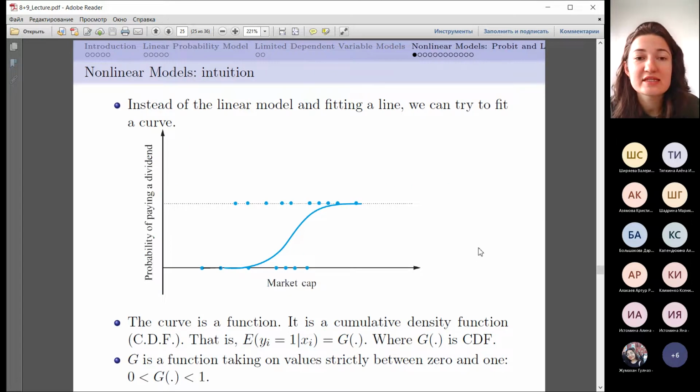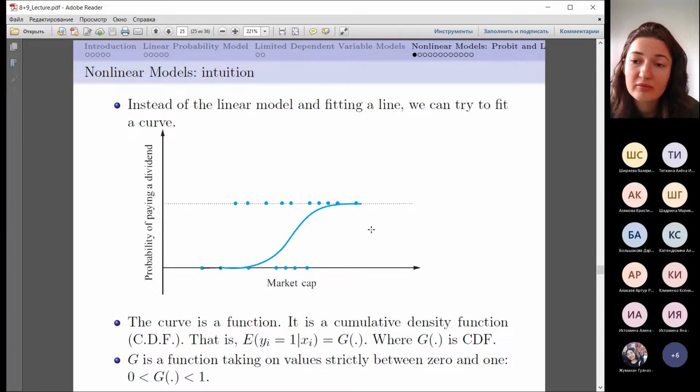So let's try to visualize this model. How should it look? You can see again some observed values. Let's say that this is market cap, and the dependent variable is the probability of paying a dividend. And we have 2 clusters of observations. The first one means 1, that the dividend will be paid, and 0 otherwise. So the elegant solution in this case is that instead of a line, we draw some curve. And if you take a look at this curve, you can notice that this is a really good solution. It looks very similar to a cumulative density function.